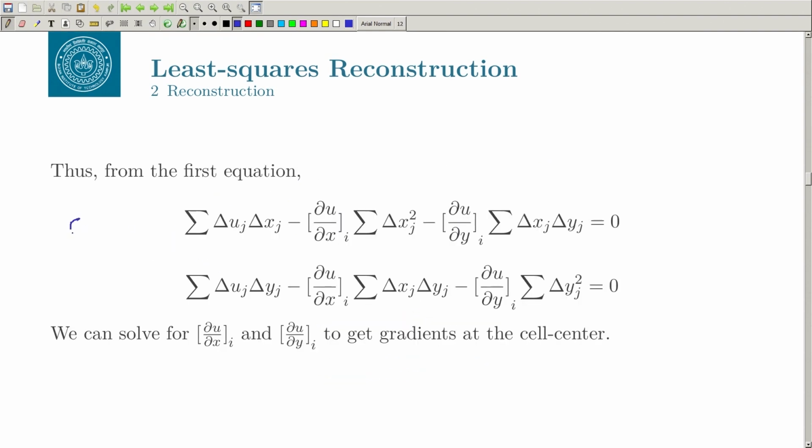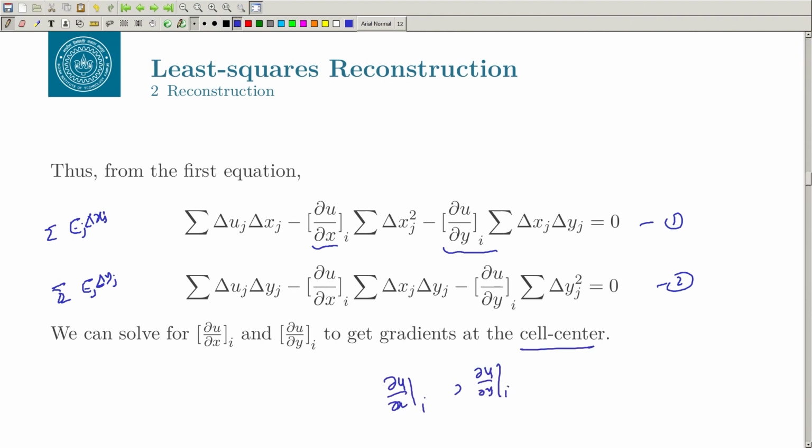So, the first equation is the sum of E j delta x j and the second is the sum of E j delta y j. So, these are the equations that we have. Now, we can solve them. You have two equations and two unknowns, this is 1 and 2. So, you can solve for del u by del x I and del u by del y I, and once you solve it, you will get the gradients at the cell center.